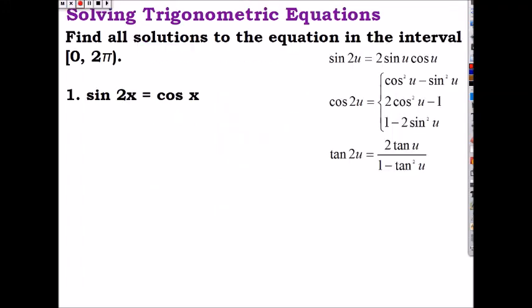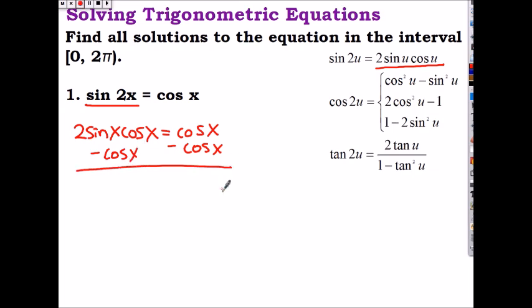So the first question says, find all solutions to the equation in the interval from 0 to 2 pi. So look at the equation, and it's always good to set the equation equal to 0 with common terms, but I have sine of 2x here and cosine of x, so I will go ahead and use the double angle identity of sine and substitute 2 sine of x and cosine of x equals cosine of x. Now you can move cosine of x to the other side.